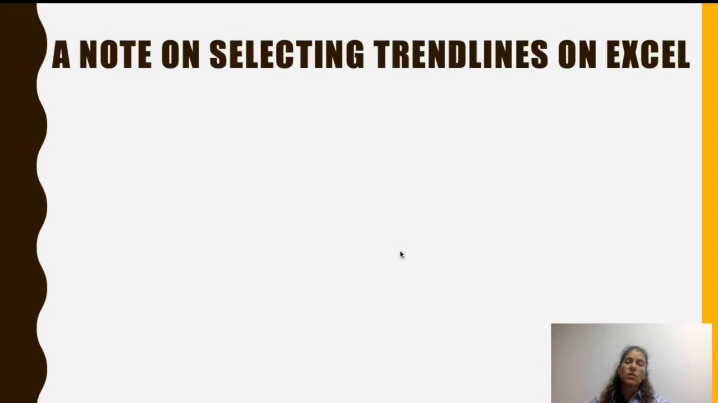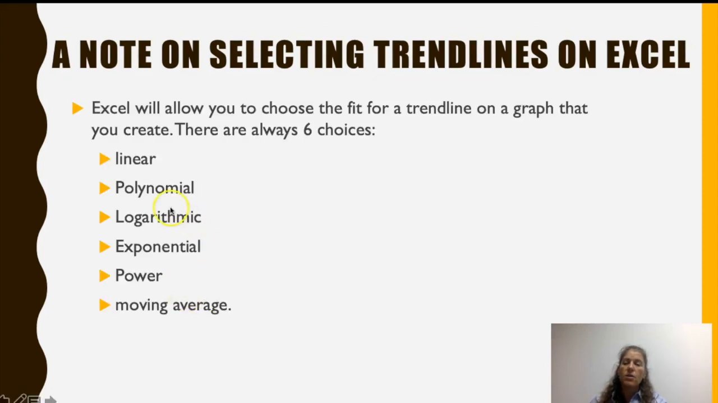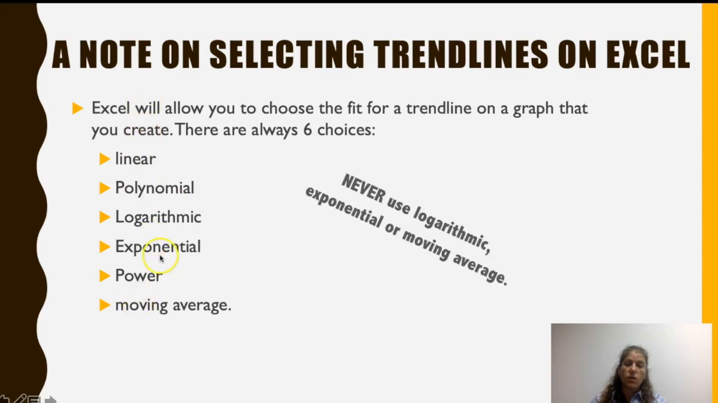So I want to just spend a second talking about trend lines in Excel again. Excel has these choices, right? There's always these six choices when you go onto Excel. Listen, we never have anything in this class about logarithmic. We never do exponential, and we never use moving average. Logarithmic, there are logarithmic physics relationships, but we're not going to do them in AP1 or in CP. So don't worry about ever choosing that one.